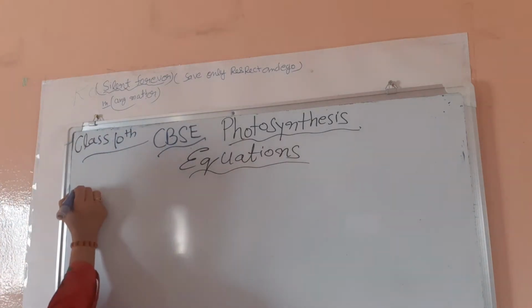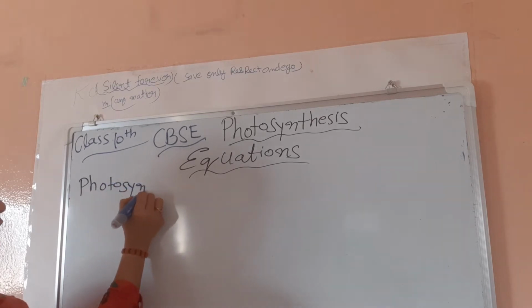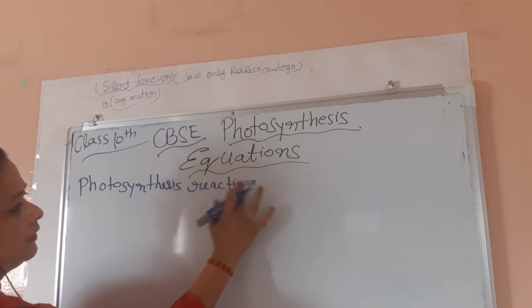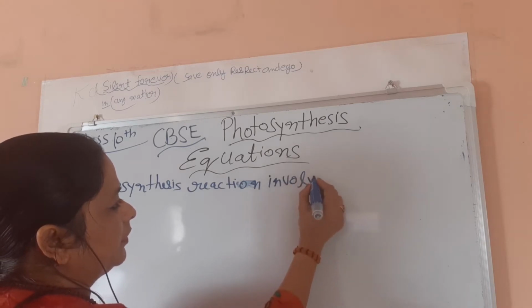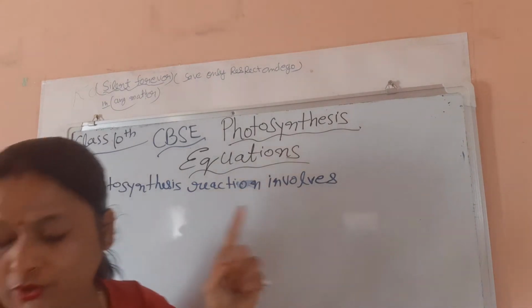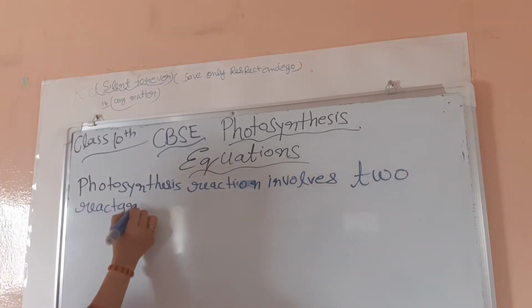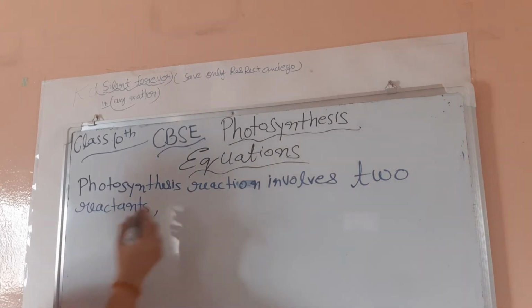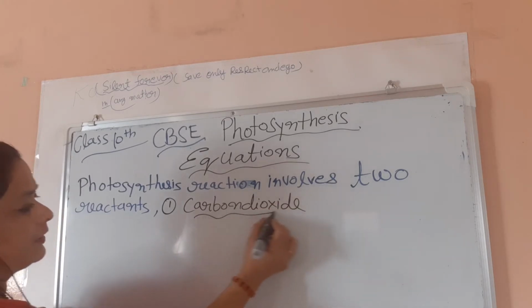So let's start. Photosynthesis reactants. The photosynthesis reaction involves two reactants: carbon dioxide and water.